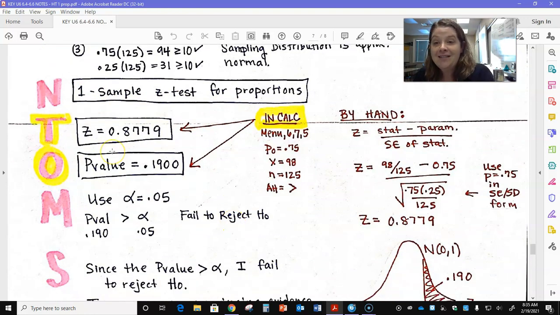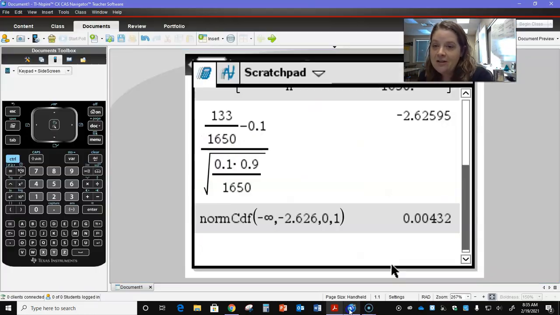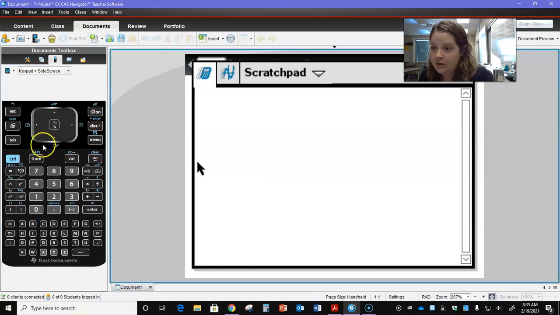Now, I'm going to run this in my calculator, or I can do this by hand. So if we were going to run this in our TI-Nspire here, let me get these numbers into my brain: 75%, 98, and 125. So I would take, and I'm going to clear this out really quick, Doc B will clear your screen on your scratch pad.